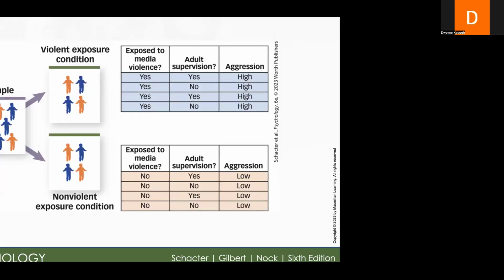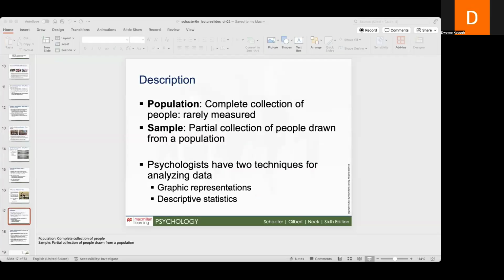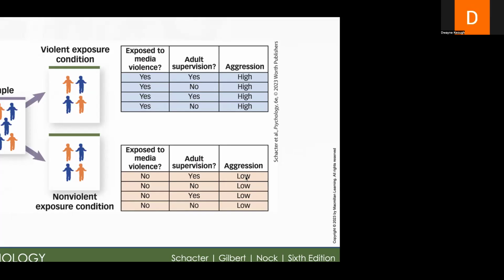Hopefully, this makes sense. When we conduct research, we randomly select people from a population. They're our sample. We then randomly assign them to a condition, violent or non-violent, and then we record to see what happens. Maybe we can throw in another variable like adult supervision. What if an adult is in the room? Will it change how they act when they're exposed to violence?